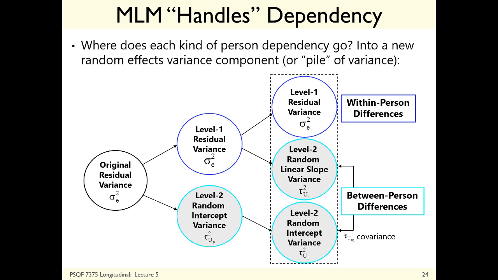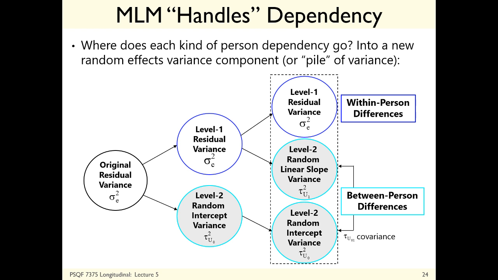The next thing we did is add a random time slope. And that turns it into 3 kinds of error. Now, where did this come from? This is the tricky part. This one, excuse me, random linear time slope. It actually came from this E pile. It came out of the residual. That's where it came from.